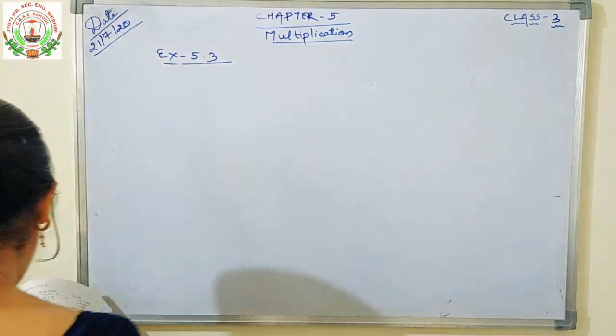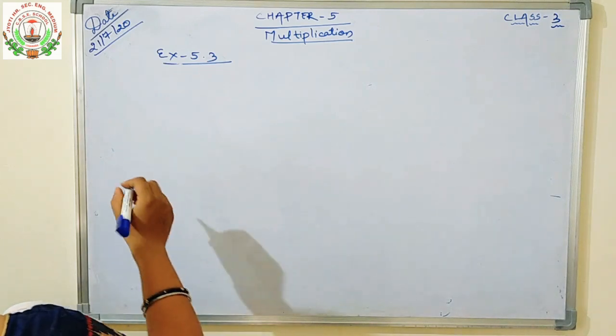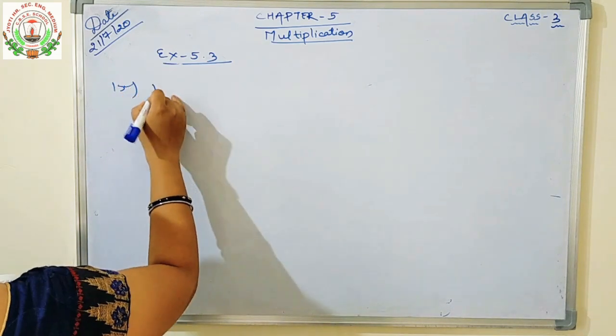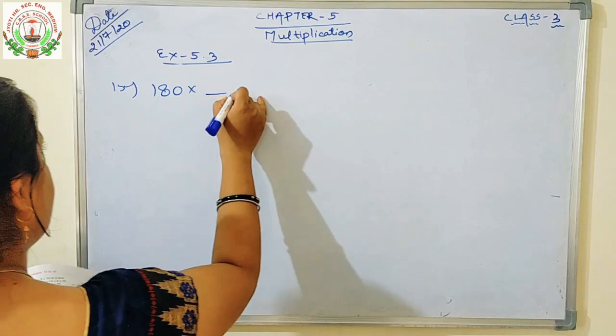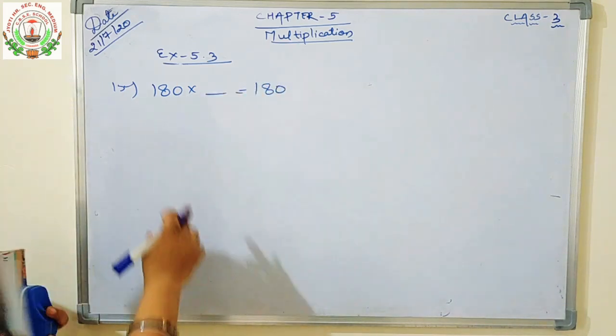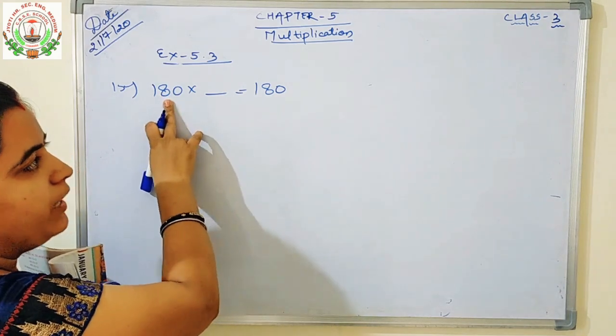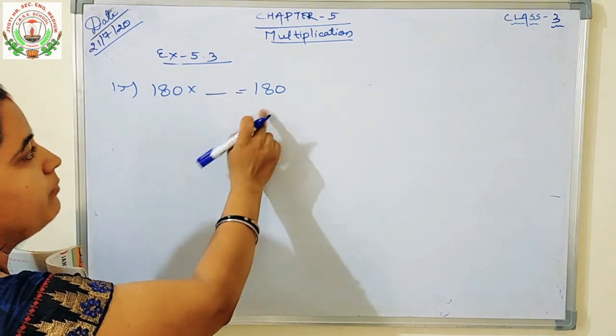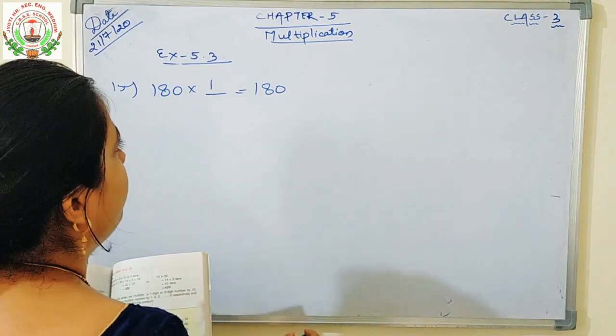Now, number 15. 15 into dash will be 180. So which property will come? Whenever a number is multiplied by 1, we will get the same number as the answer. So here will come 1.